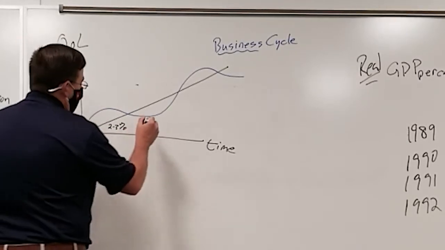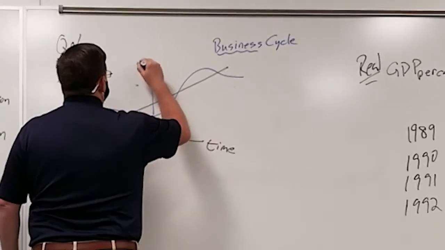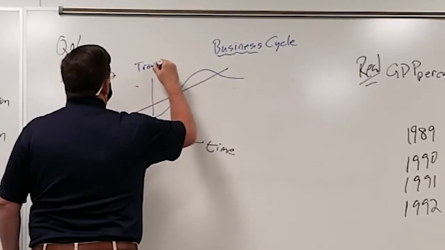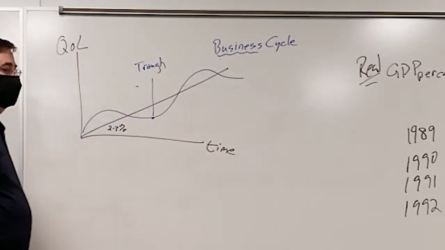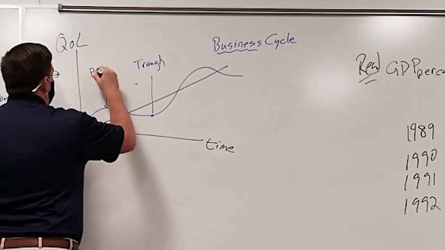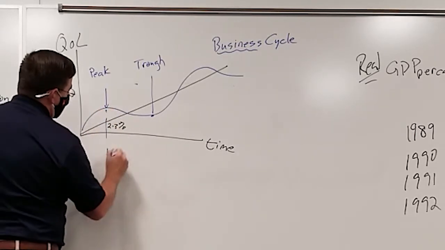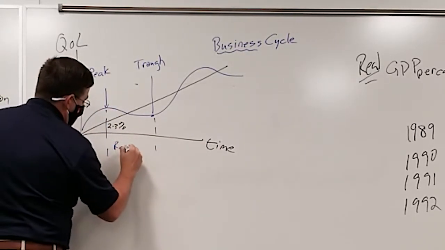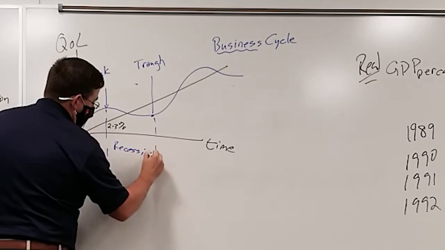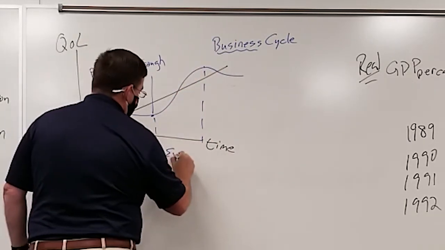When we're at the bottom of a recession, we call this the trough. When we're at the peak of an expansion, we call this the peak. The time period while the economy is going down, we call it a recession. Time periods when the economy is growing, we call that an expansion.